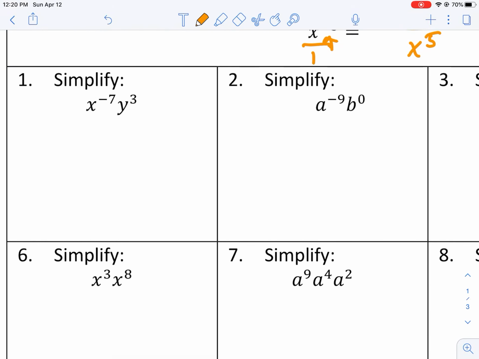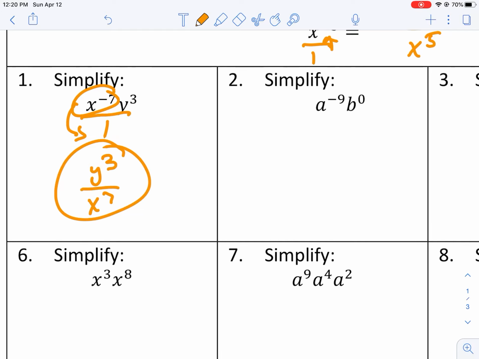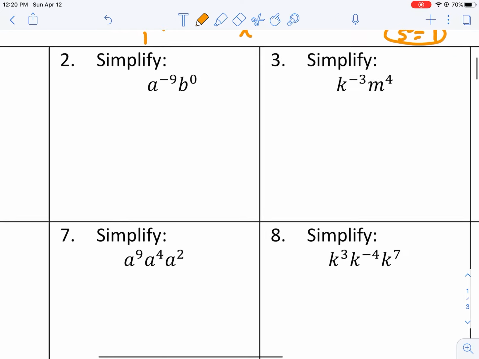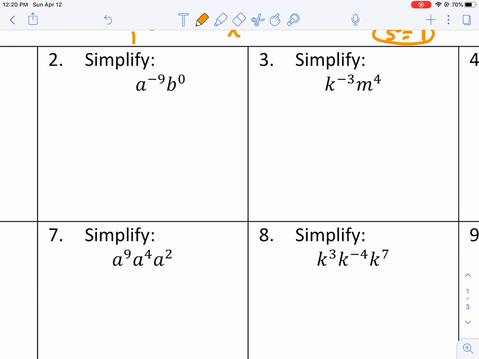It's not too hard. What they want you to do is simplify a few of these. On number 1, there's nothing to do with the y's, so that's going to stay. This is all over 1, and we have to get rid of that negative exponent, so we move it down. So this becomes y to the third over x to the 7th. Since they're different bases, we can't add or subtract those exponents. We leave it alone.